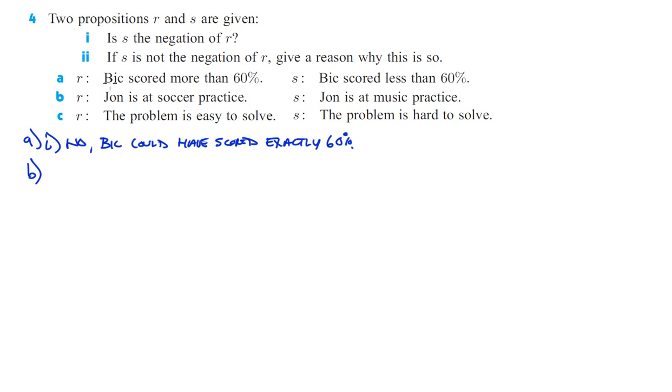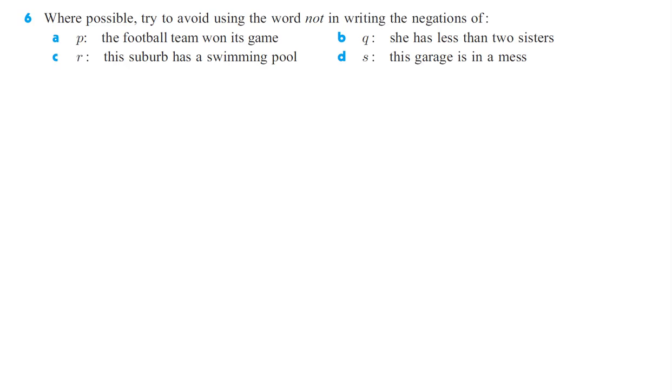B. We've got, let's see, John is at soccer practice. And then the negation they're saying is John is at music practice. So this one we would also go with no, because John could be home taking a nap instead, right? Just because he's not at soccer practice doesn't mean for sure he has to be at music practice. All right. The next one, that would be number 6.